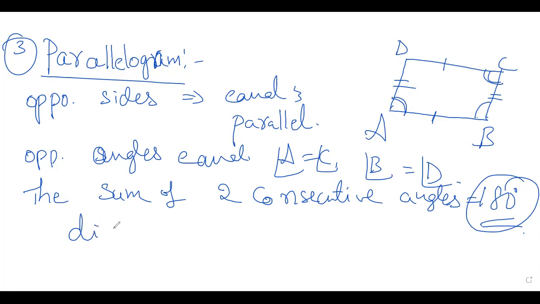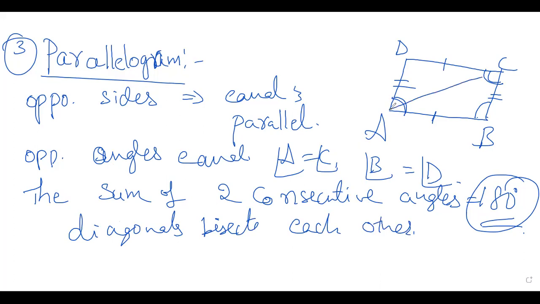Then diagonals bisect each other, means they bisect each other. See, this is equal to this is equal to this. The diagonals bisect each other. And the last one is area, which is equal to B into H. Okay, base into height. So this is about parallelogram.